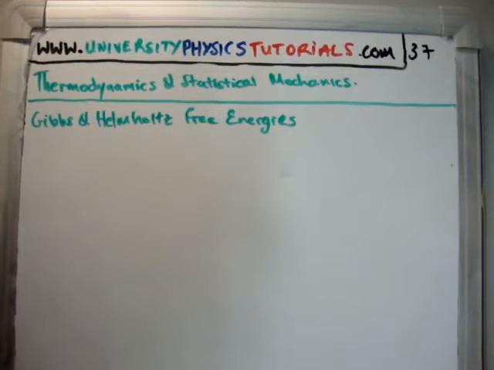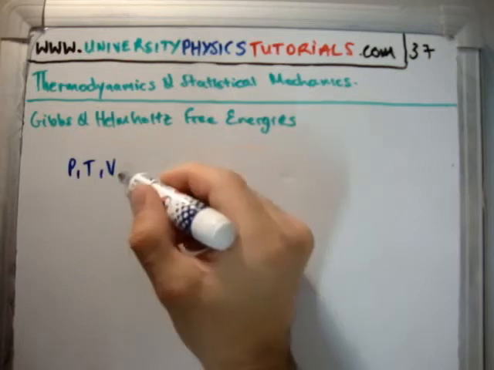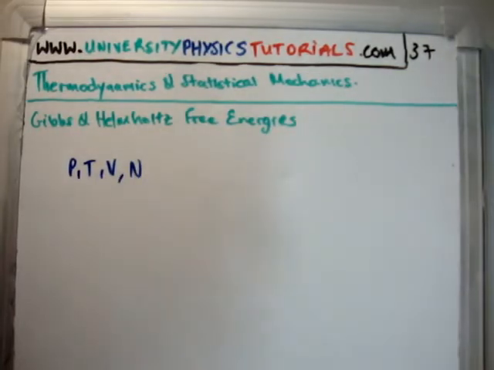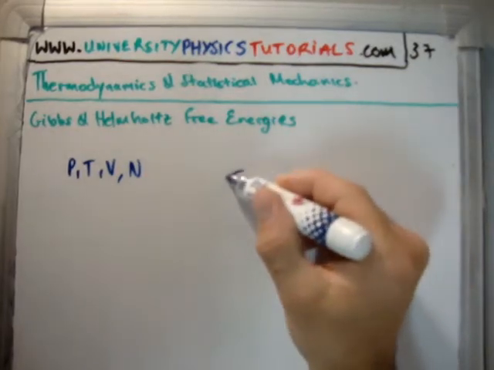let's think about doing an experiment, okay? So, and let's think about the thermodynamic quantities. The normal thermodynamic quantities are pressure, temperature and volume. Okay, you might also have the number of particles. Alright? So, think about something which is at constant pressure.